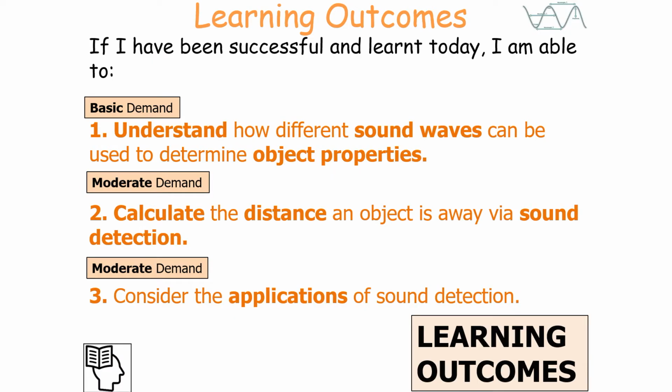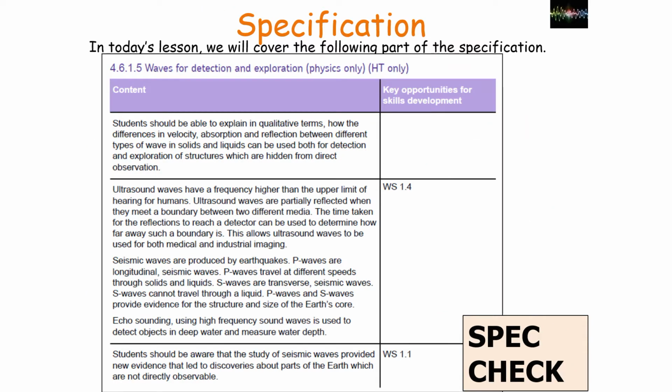If we've been successful, in today's lesson we will have learned how different sound waves can be used to determine object properties, calculate the distance an object is away via sound detection, and consider the applications of sound detection, which falls into the following part of the GCSE Separate Science Specification: 4.6.1.5, Waves for Detection and Exploration, which is separate science or physics only content.